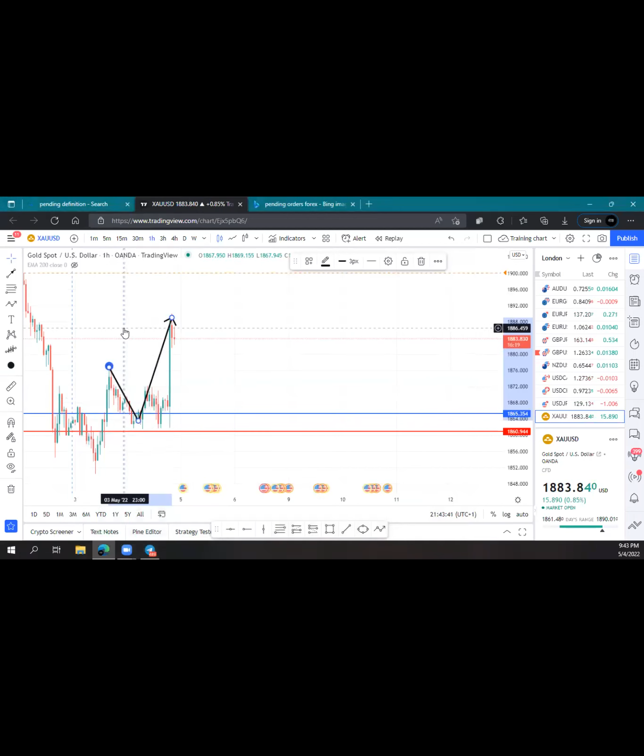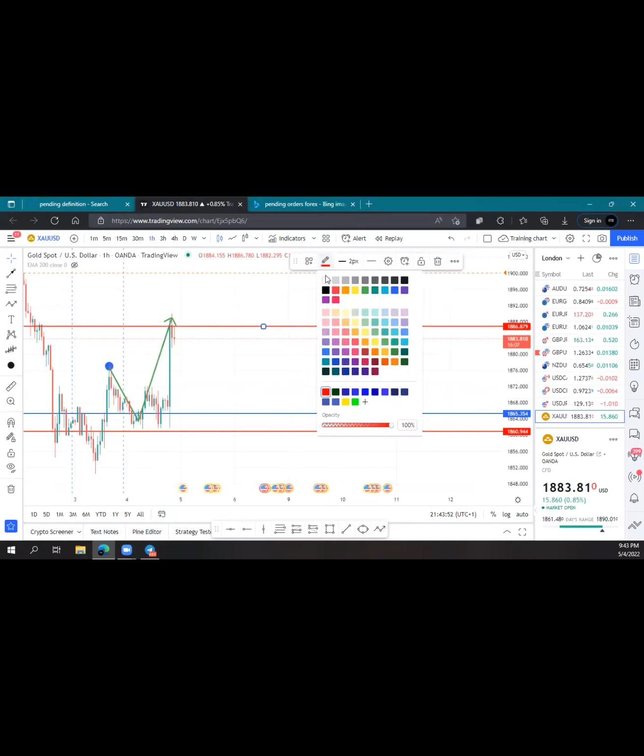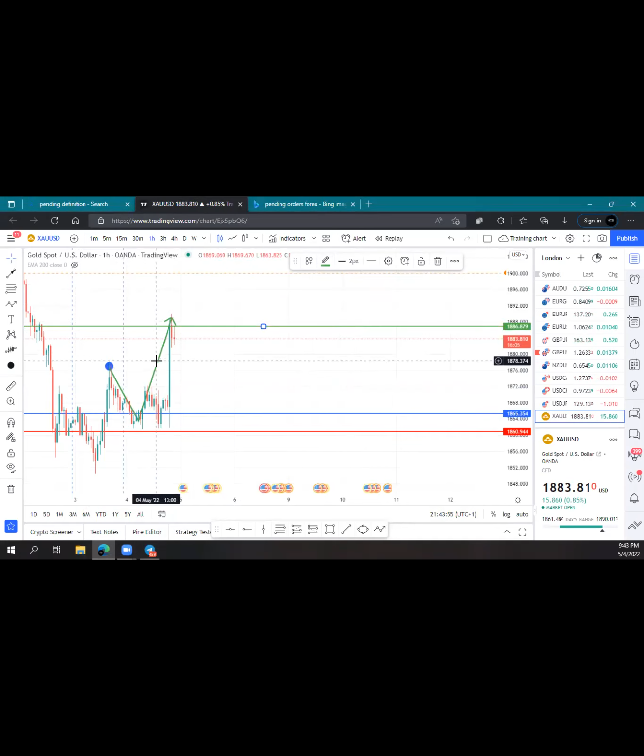1886.87 is where? This is it here. So the market sold, came down to the buy entry, the buy limit. It did not hit your stop loss. The market actually played around, and what happened? Straight to take profit. That is how you would have taken the trade.